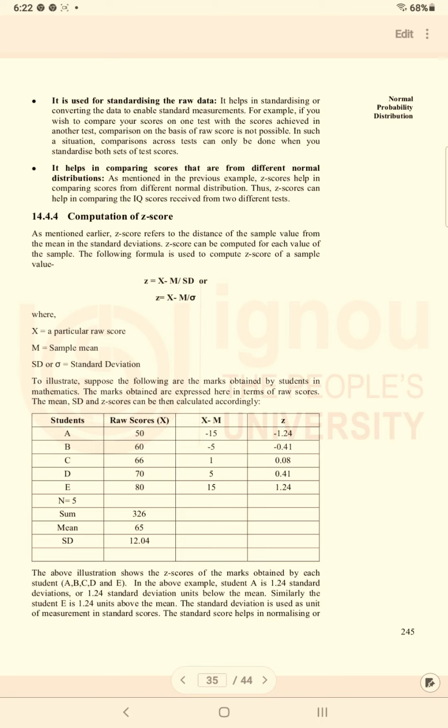To illustrate, suppose the following are the marks obtained by students in mathematics. The marks obtained are expressed here in terms of raw scores. The mean, SD and z-scores can then be calculated accordingly. Students A: raw score 50, x minus m is minus 15, z minus 1.24. B: 60, minus 5, minus 0.41. C: 66, 1, 0.08. D: 75, 10, 0.83. E: 81, 16, 1.33. N equals 5, sum 326, mean 65, SD 12.04.